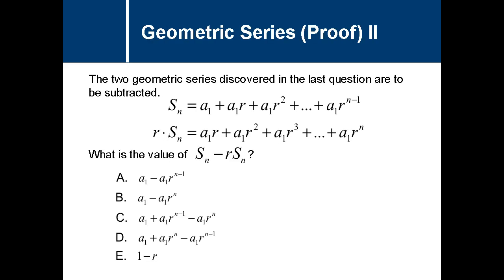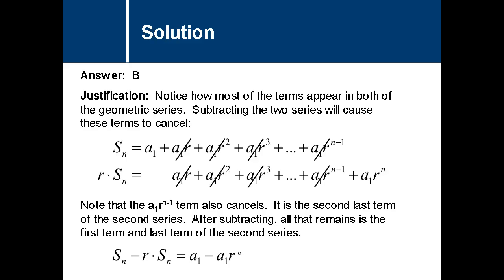Suppose we had these two geometric series and we wanted to do a subtraction. Then what would we have? And you can see there are many common terms there. What's the value of the subtraction of the geometric series? If you thought the answer was B, you're correct. What we want to do is subtract the tandem geometric series terms, and then we're left with a1 minus a1 times r to the n.